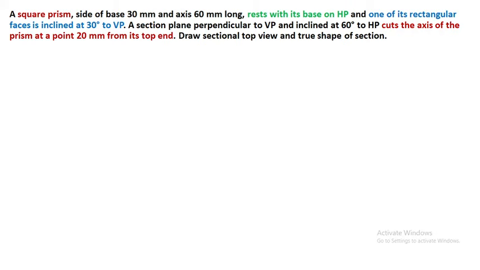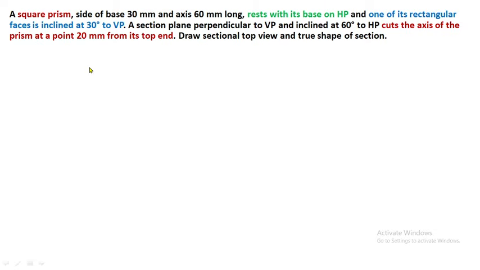Hi friends, in this session we will discuss a square prism, side of base 30 mm and axis 60 mm long, rests with its base on HP, and one of its rectangular faces is inclined at 30° to VP. A section plane perpendicular to VP and inclined at 60° to HP cuts the axis of the prism at a point 20 mm from its top. Draw the sectional top view and true shape of section.